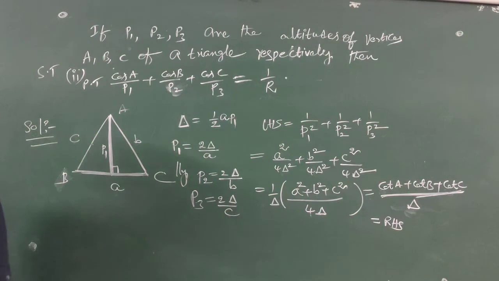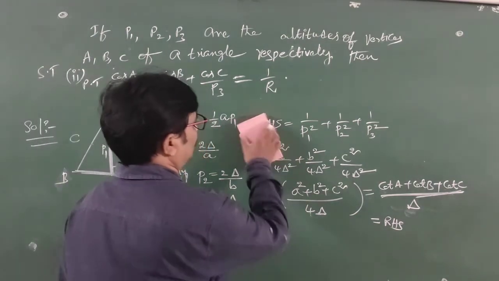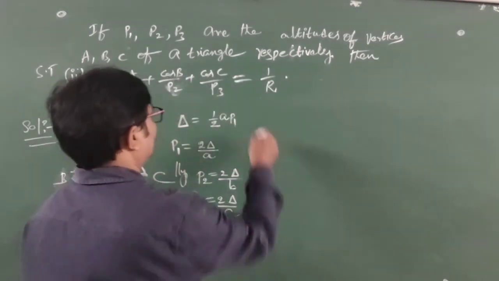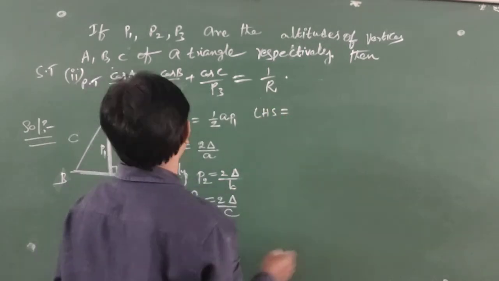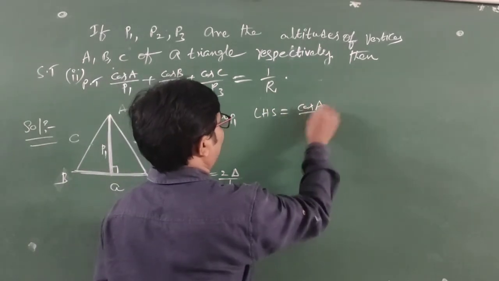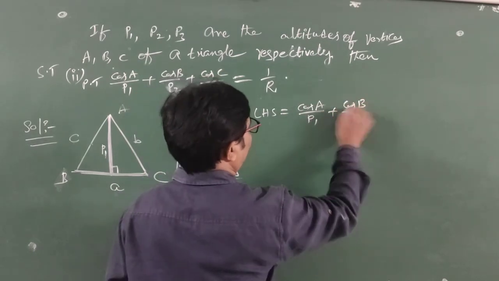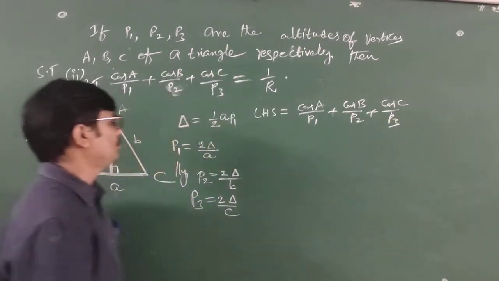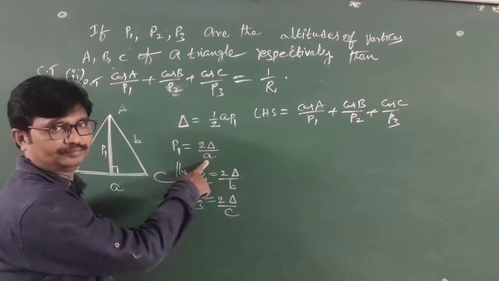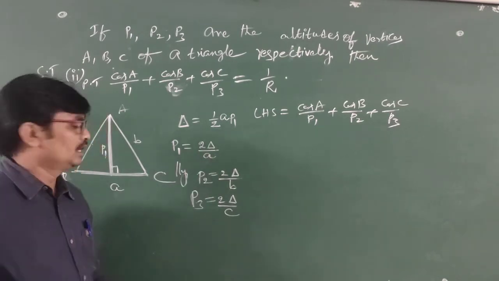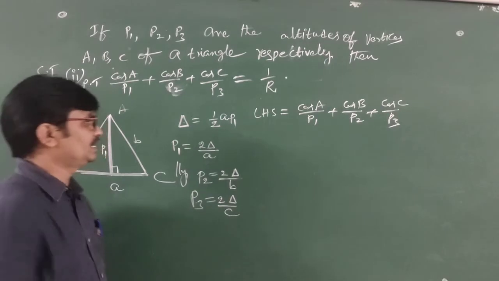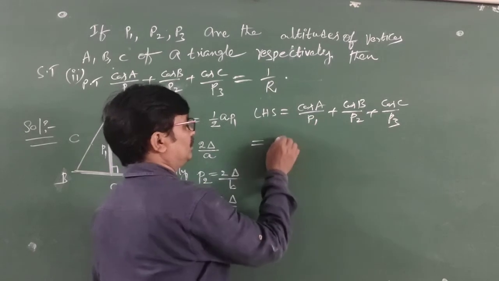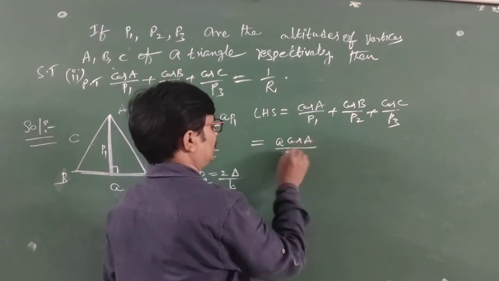Okay students, how to write this? First we take the left hand side. The left hand side is cos a by p1, after that cos b by p2, cos c by p3. p1 is 2 delta by a, so 1 by p1 is a by 2 delta. Therefore that is a cos a by 2 delta.